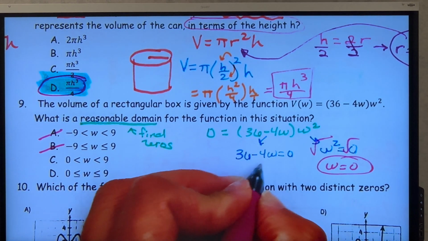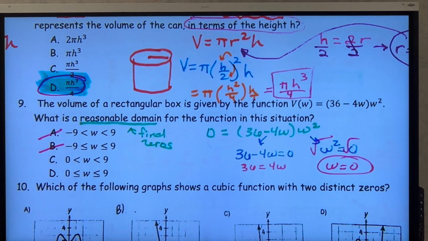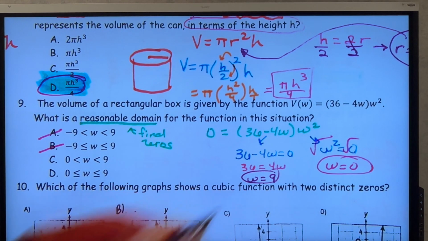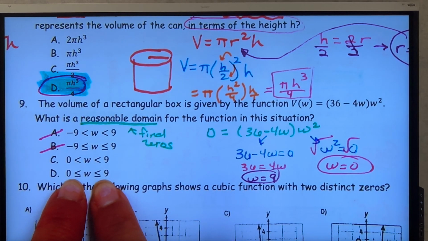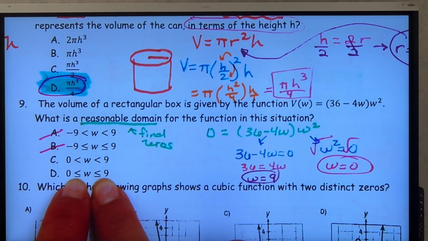We're going to add the 4w to the other side, so we'll get 36 is equal to 4w. And then we have to divide both sides by 4, and 36 divided by 4 is 9. So we do get these n numbers. Well, what's the difference between C and D? Well, that's the or equal to bar. Here, it's strictly less than. Here we have less than or equal to.